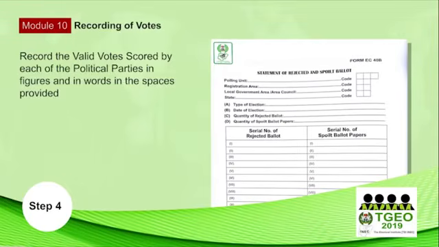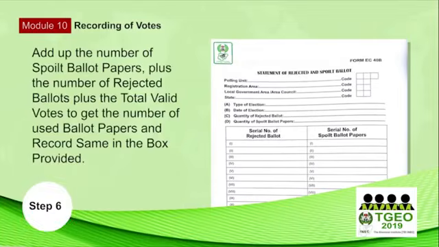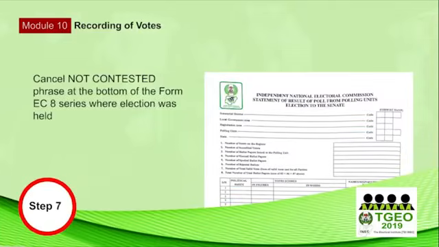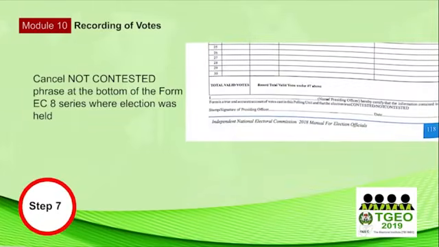Step 4. Record the valid votes scored by each of the political parties in figures and in words in the spaces provided. Step 5. Add up and record the total valid votes scored by all the parties at the bottom of the form, as well as in the box for item 7 at the top of the form. Step 6. Add up the number of spoiled ballot papers plus the number of rejected ballots plus the total valid votes to get the number of used ballot papers and record same in the box provided. Step 7. Cancel the "not contested" phrase at the bottom of the Form EC8 series where election was held.